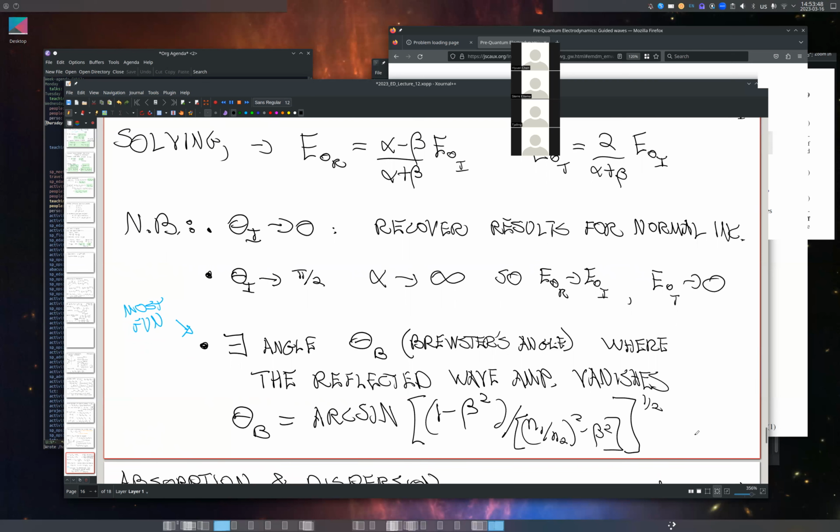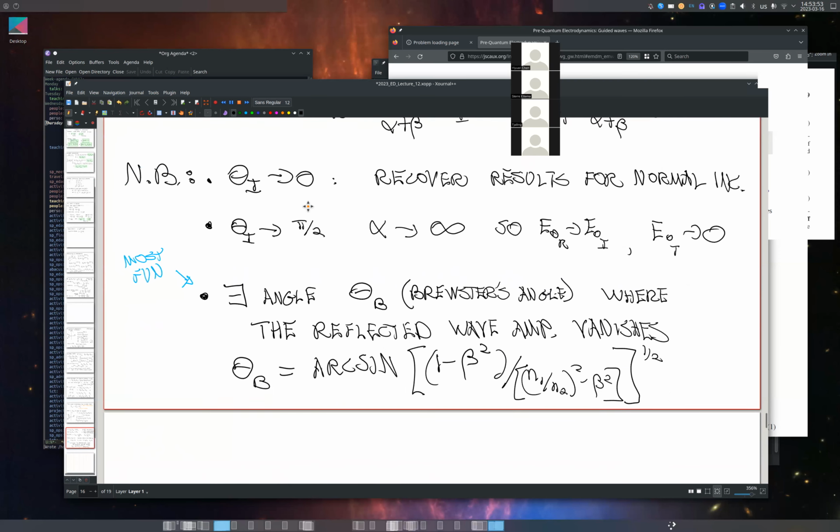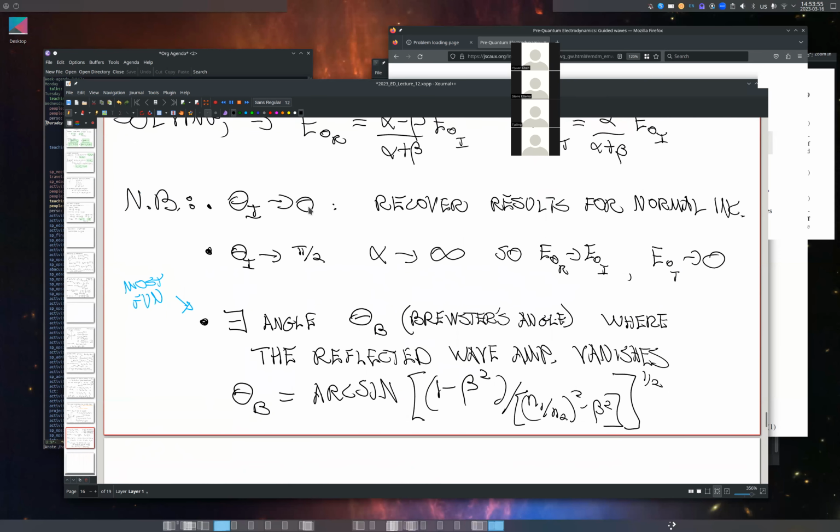So given two media like this, there is a very special angle where indeed the whole wave goes through. Nothing is reflected. It's identically 0. Okay, and things look different above and below Brewster's angle. So these are just simple consequences of that.